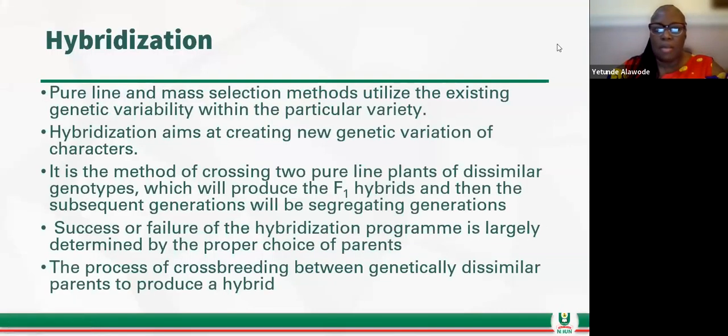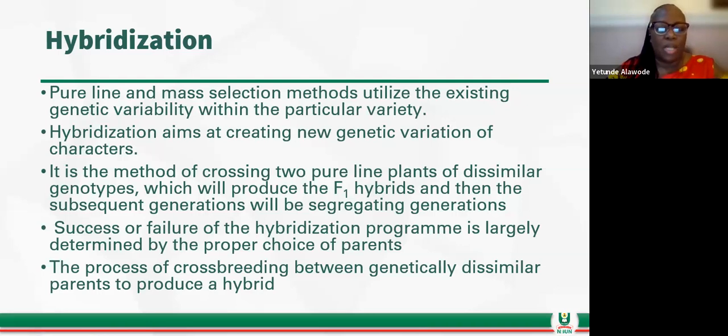Okay, without wasting time, let's quickly talk about hybridization. That is simply the creation of hybrids. Hybridization is the creation of hybrids. And how do we do that? It's first of all a method of crossing. Here you create hybrids, and hybrids are new individuals. You do that by crossing two pure lines. By now you should know what a pure line is. They are pure lines, but they don't have the same genotype.